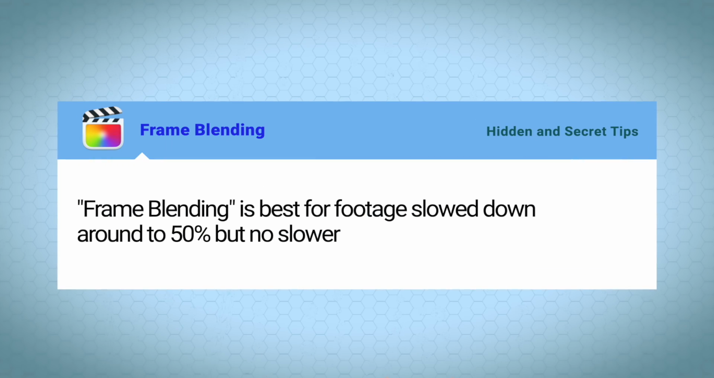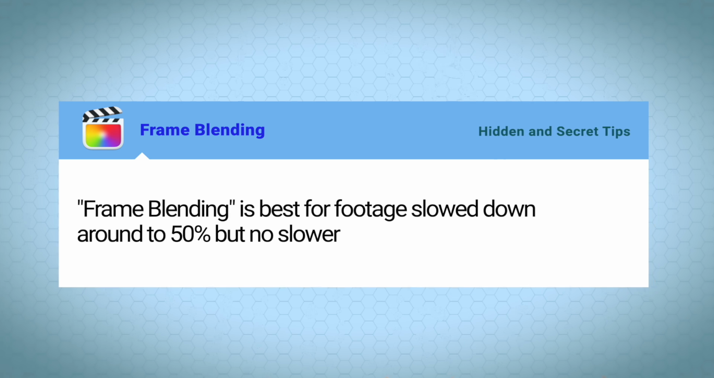Incidentally, as you're no doubt asking, the frame blending solution is for footage slowed down, say 50%, but no more. What it does is similar to a dissolve transition that blends between the missing frames to smooth out those jumps as much as possible, but not perfectly, of course.